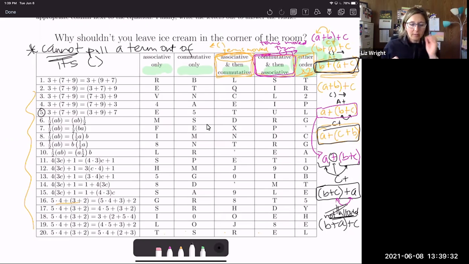And we're going to look at how we got from 3 plus 7 plus 9, and now we've got 3 plus 9 plus 7. When I look at these, I think 3, 7, 9, 3, 9, 7. Right now I can tell that the 7 and the 9 traded places. I also see that the parentheses moved. So you need to think about what happened first. Did the commutative property of addition happen first, or did the associative property of addition happen first?